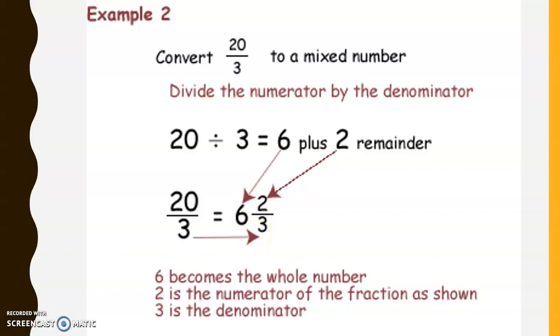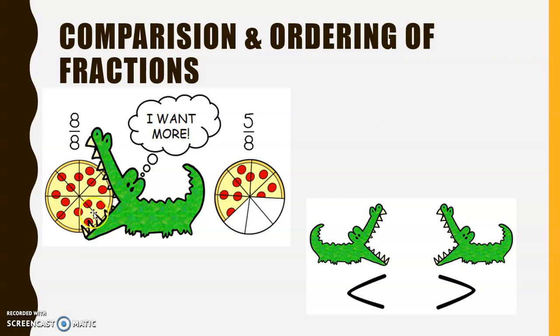Now let us learn how to compare fractions, and for that I have this beautiful little crocodile. And what is funny about this crocodile? He will always open his mouth towards the bigger fraction. So you can see here 8 upon 8 and 5 upon 8. This crocodile will always open his mouth towards the bigger fraction. 8 upon 8 is a bigger fraction than 5 upon 8. So wherever the fraction is bigger, the crocodile will turn his mouth. So this is how we can say 8 upon 8 is greater than 5 upon 8.